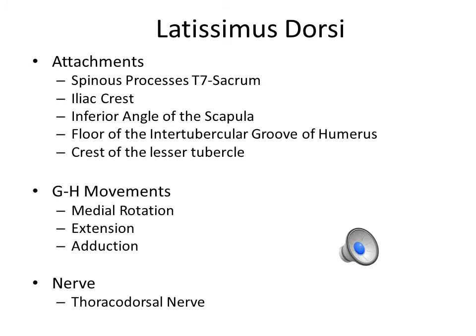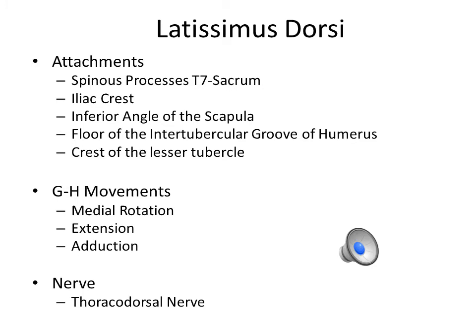So, the attachments of the latissimus dorsi are the spinous processes of T7 through the sacrum via the thoracolumbar fascia, the iliac crest via the thoracolumbar fascia, the inferior angle of the scapula, the floor of the intertubercular groove of the humerus, and the crest of the lesser tubercle.